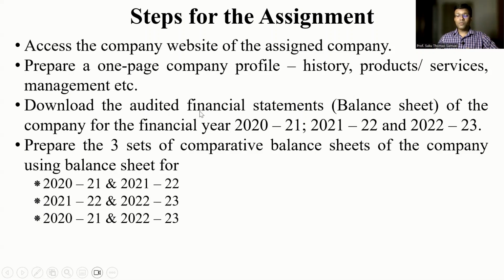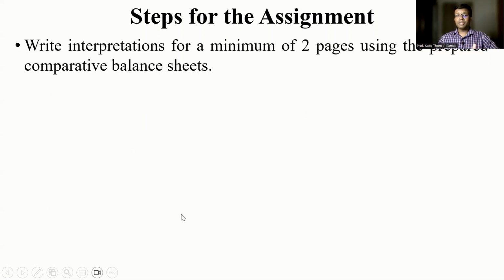With the help of the downloaded audited statements, we will be preparing 3 sets of comparative balance sheet. The first set is for the financial years 2020-2021 and 2021-2022. The second is for 2021-2022 and 2022-2023. Then finally, 2020-2021, 2021-2022, and 2022-2023. So we will have 3 sets of comparative balance sheet prepared. With the help of these comparative balance sheets, we will write a minimum of 2 pages talking about the changes that the company has experienced in terms of its assets and liabilities. We will try to see what different changes the company has undergone with respect to its financials and how this has impacted the company.